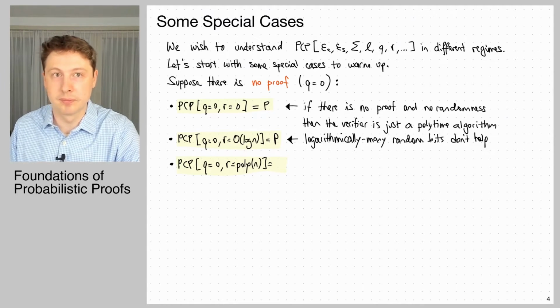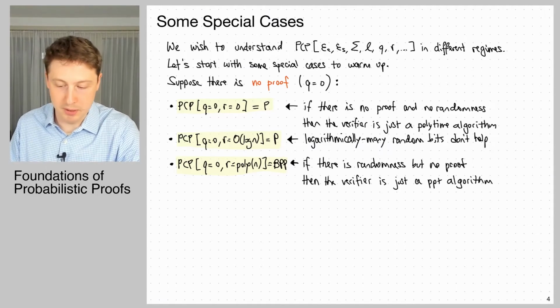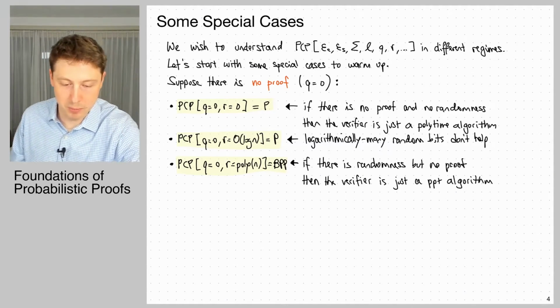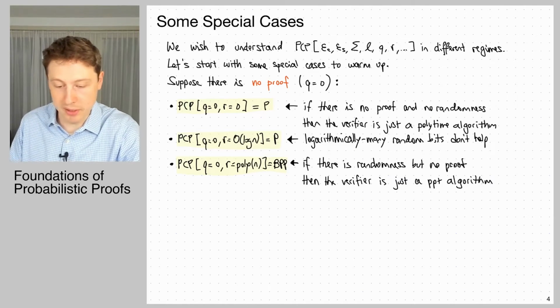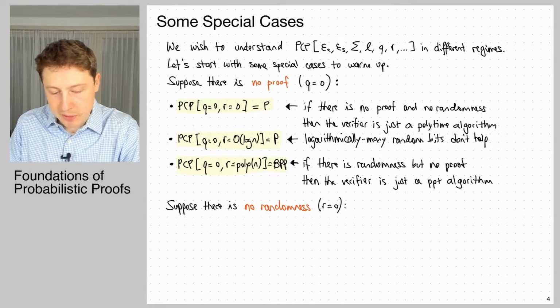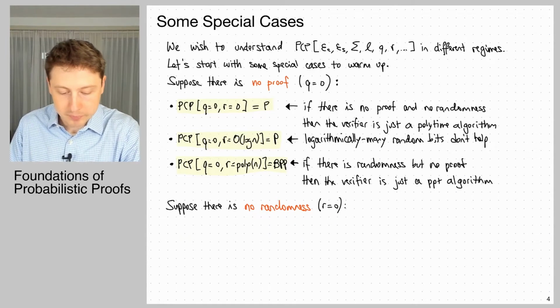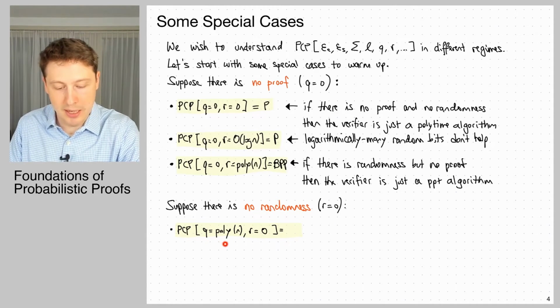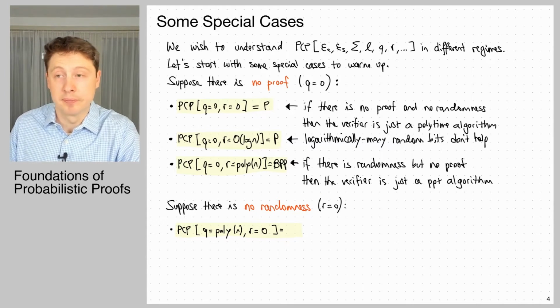Now it's BPP, right? Because with no proof, you have a polynomial amount of time and as much randomness as you want, that is just BPP. Okay, well, let's look at the other case. Suppose we have no randomness whatsoever, and I allow you as many queries as you want. Which class should this be?